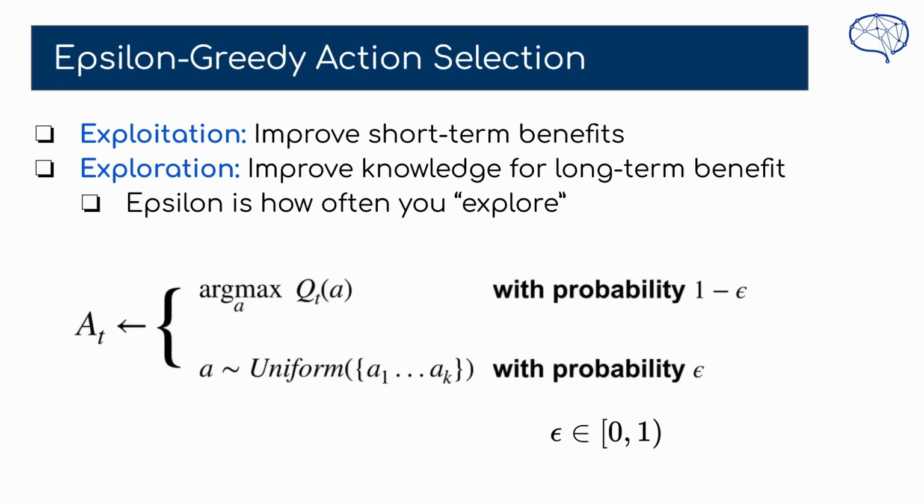Oh yeah, question? Does the exploration also include the most optimal one that they have? So your uniform is over all of your actions, so you could pick a different one, or you could just so happen to pick your optimal action. Yeah, so it's pretty much fair game for everything.